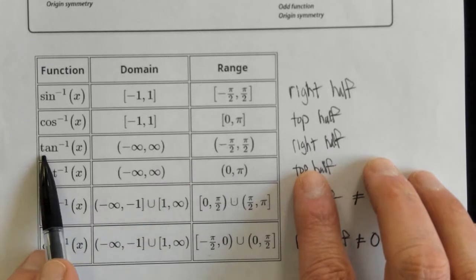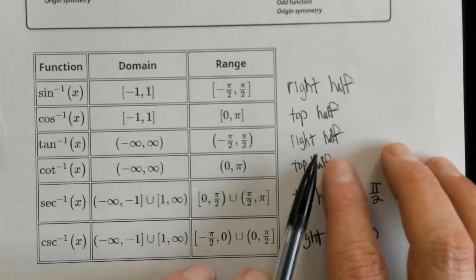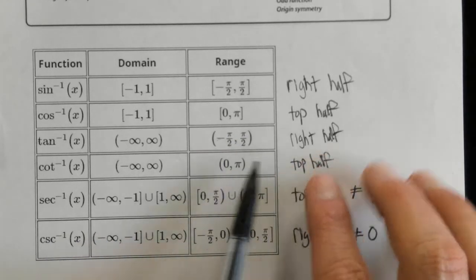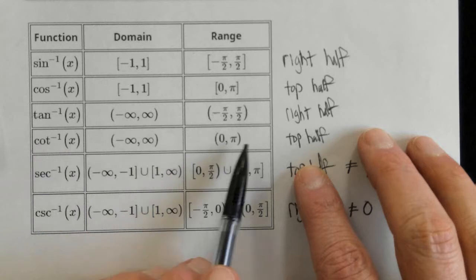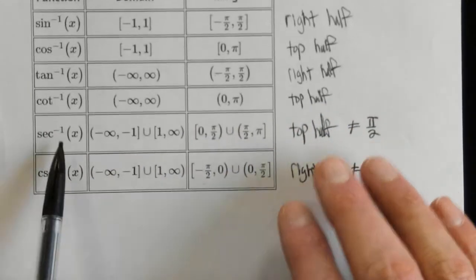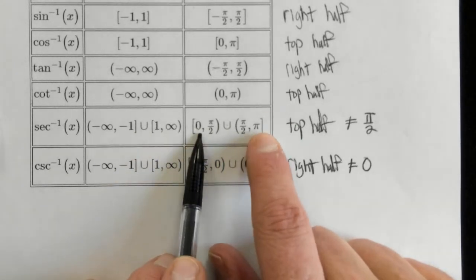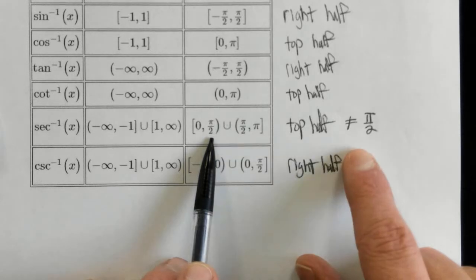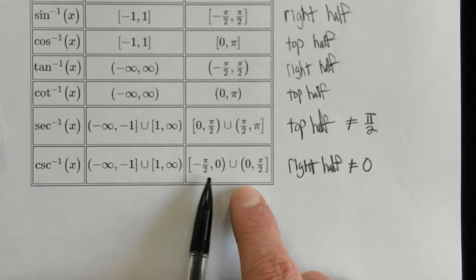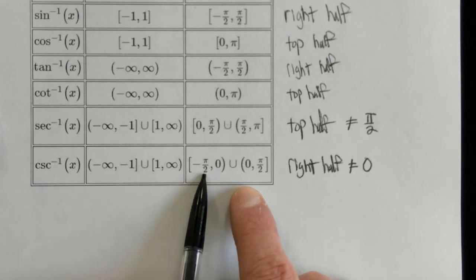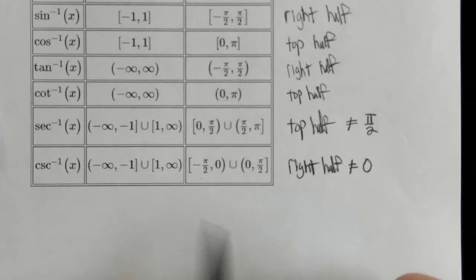Again, for tangent, the range is negative pi over 2 to pi over 2, again the right half of the circle, not including the endpoints this time. Inverse cotangent, from 0 to pi, again the top half of the circle. For secant, the range is from 0 to pi, but not including pi over 2, so it's the top half without pi over 2. And the range for cosecant is from negative pi over 2 to pi over 2, but not including 0. So that's the right half of the unit circle, but not including 0.